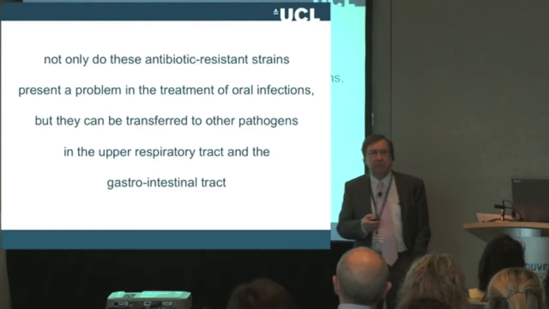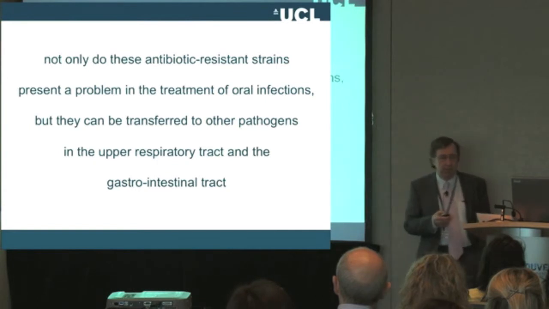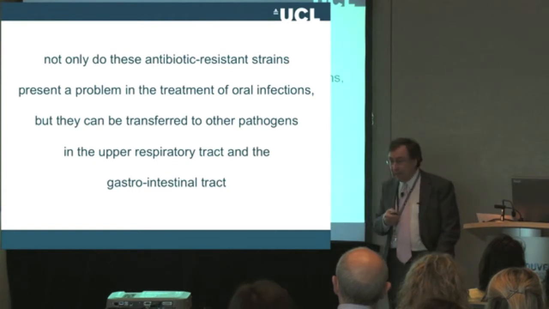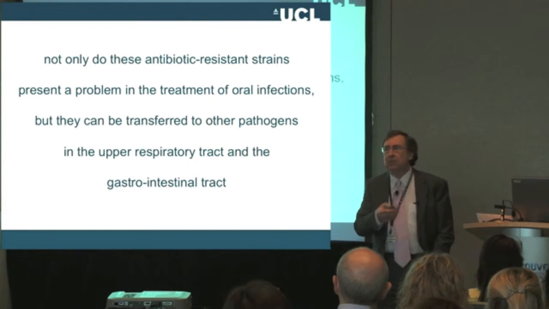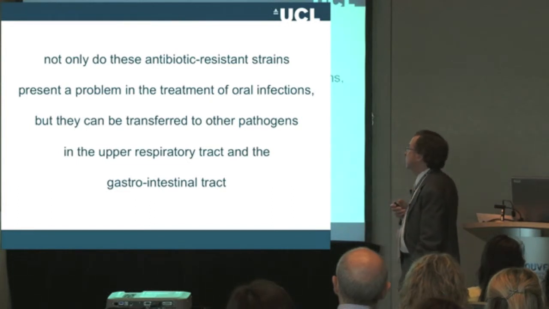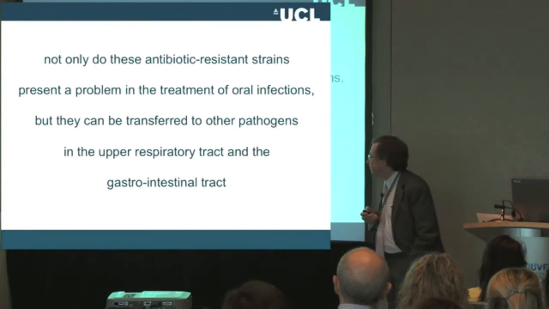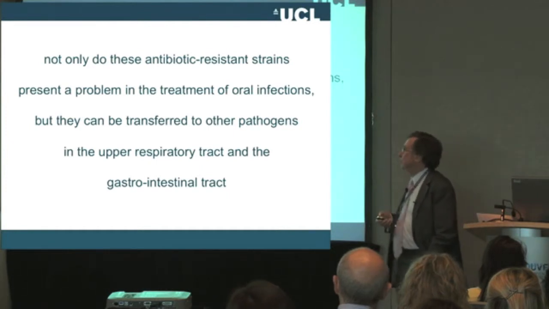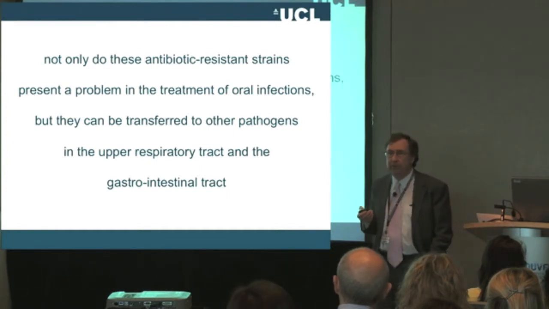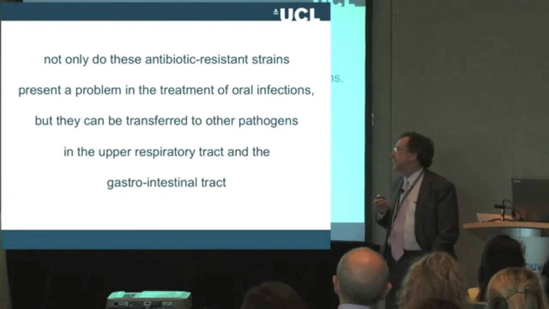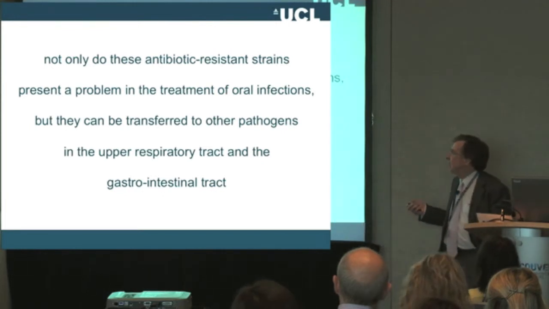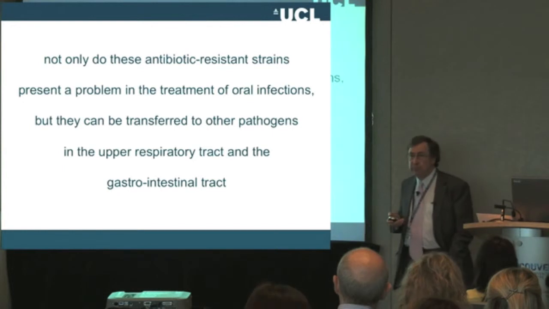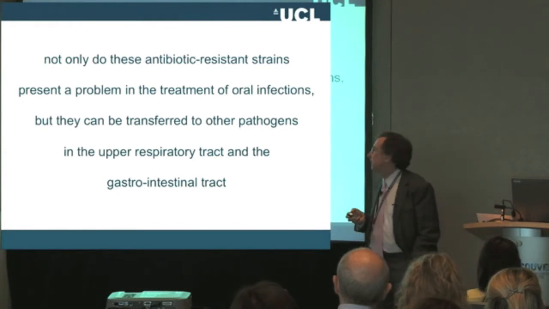So this metagenomic approach is very, very important for identifying not only antibiotic resistance genes, but new functionalities amongst the oral microbiota. Now, not only are these resistant strains a problem for the treatment of oral infections, but the great worry is that they can be transferred to other pathogens in the upper respiratory tract and the gastrointestinal tract.